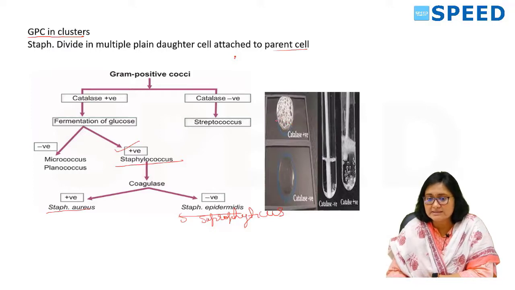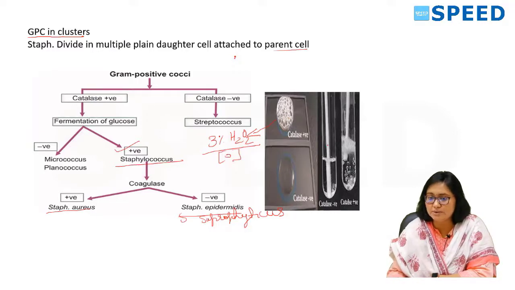So in the catalase test, you use 3% hydrogen peroxide. You put a few drops of 3% hydrogen peroxide and inoculate the organism. If you see brisk effervescence immediately because of release of nascent oxygen, that is catalase positive. If that doesn't happen, it's catalase negative.